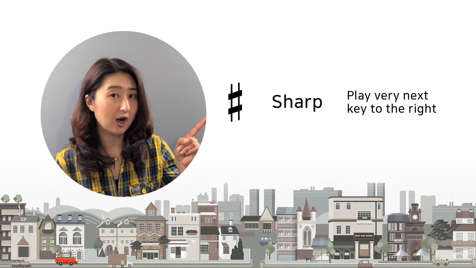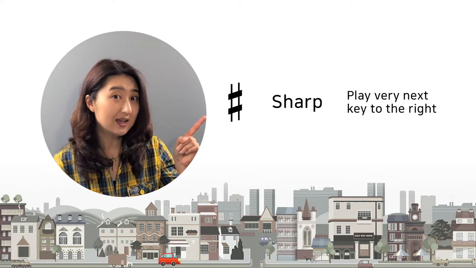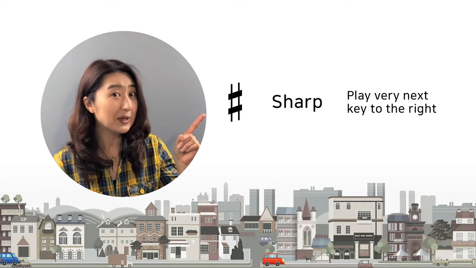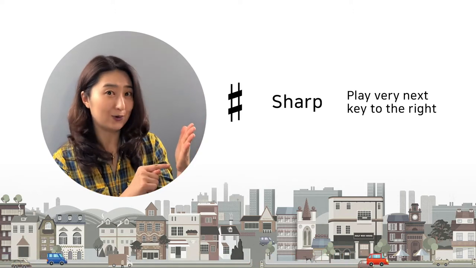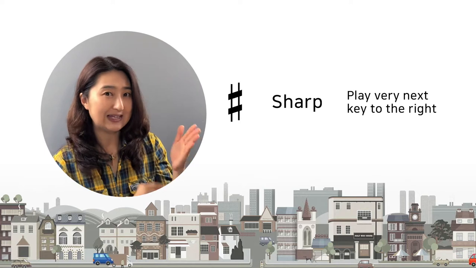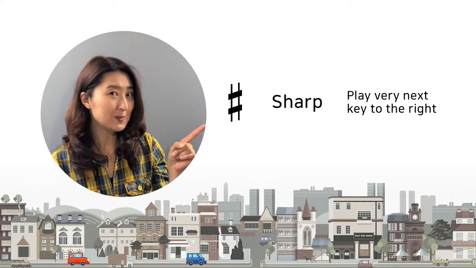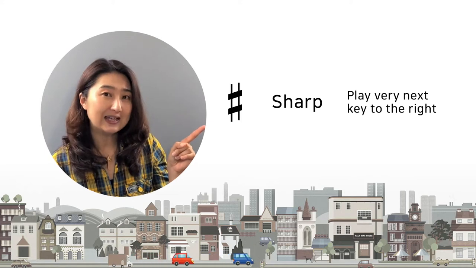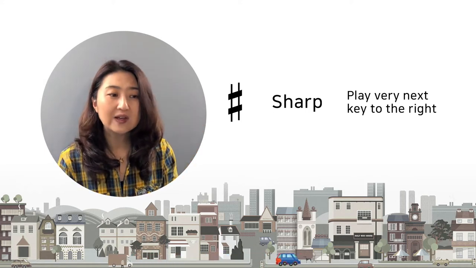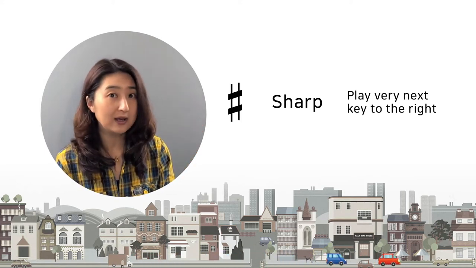Now let's see what sharps, flats, and naturals are. First, sharp. Have you ever seen this sign before? Yeah, this one can be found on phones too. The sharp sign. People call it the pound sign, but we call it the sharp sign. Whenever you see the sign, you have to play the very next key to the right on the piano.